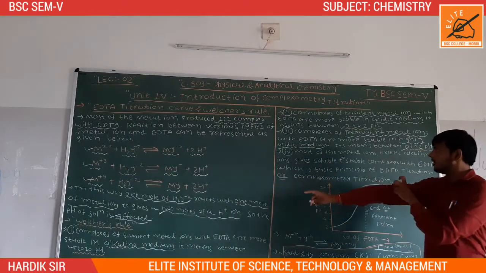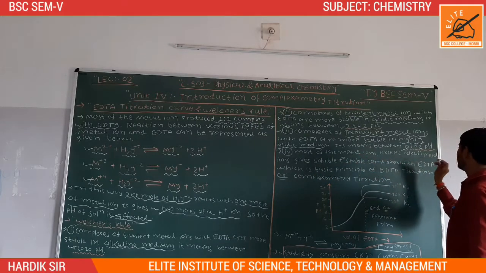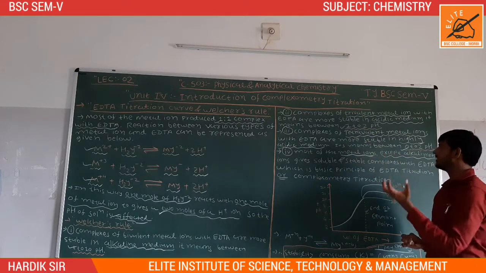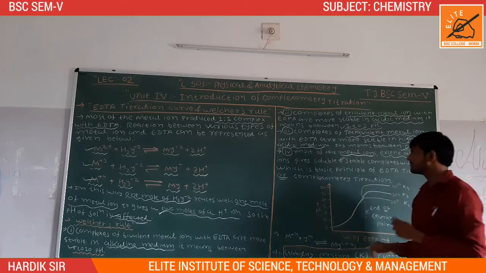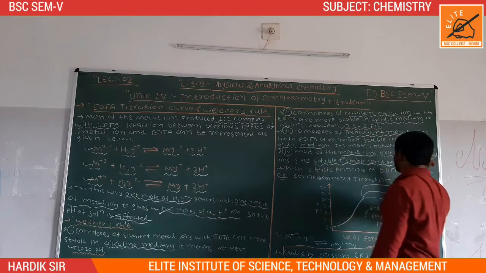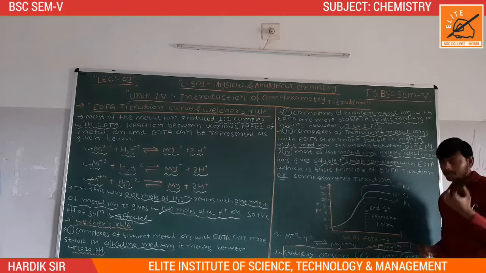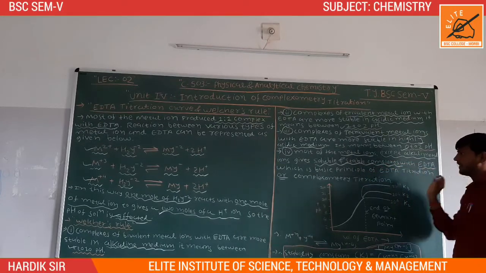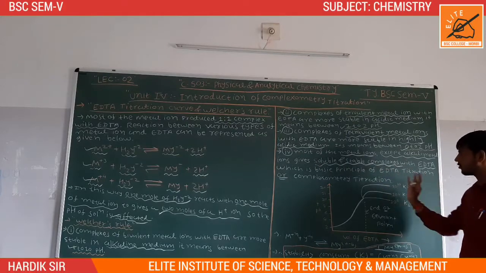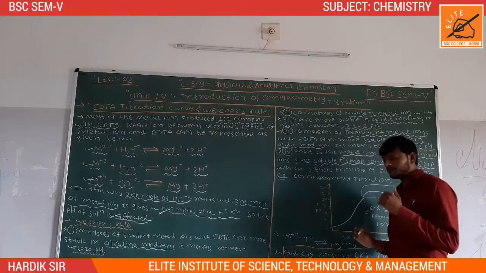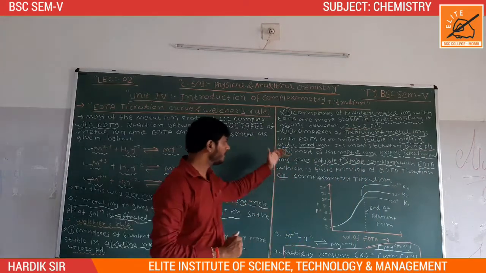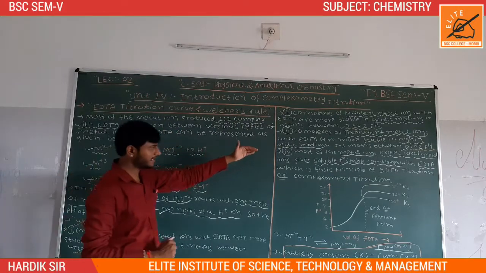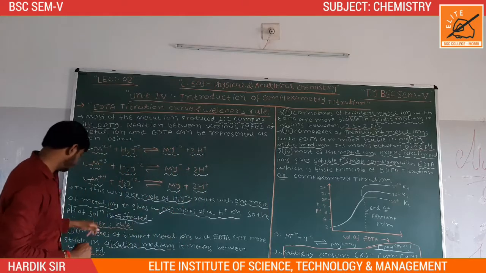Now rule number 4: most metal ions, except the alkali metals, give soluble and stable complexes with EDTA. Which type of metal is excepted? Alkali metals. This is the basic principle of EDTA titration or complexometry titration. These four rules are the basic principles, so EDTA titration or complexometry titration follows Welcher's rule.